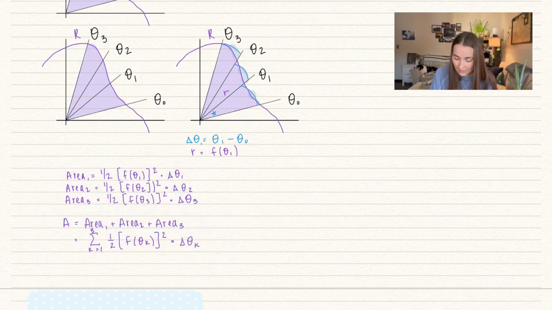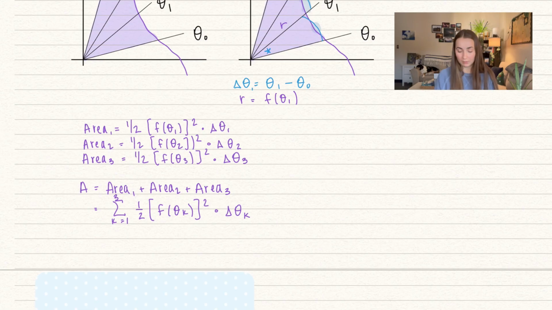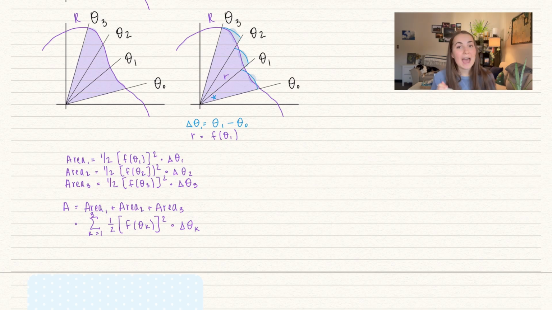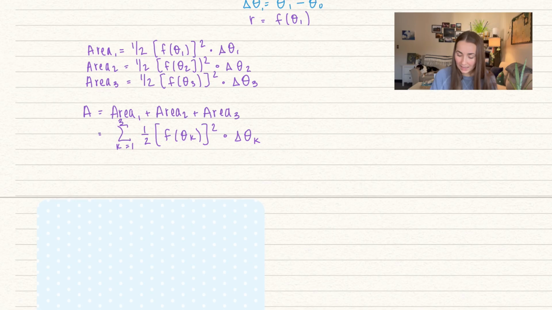So the first area is, and we can plug it into our formula, 1/2 f of theta 1 squared times the change in theta. And we can do that for every single one. And we get the estimate of the area is where you just add those three up. So when I add it up, I get the sum from k equals 1 to 3 of 1/2 times f of theta k squared times the change in each theta.